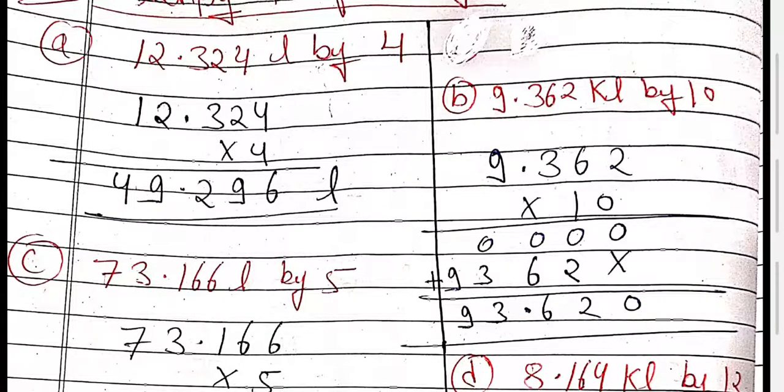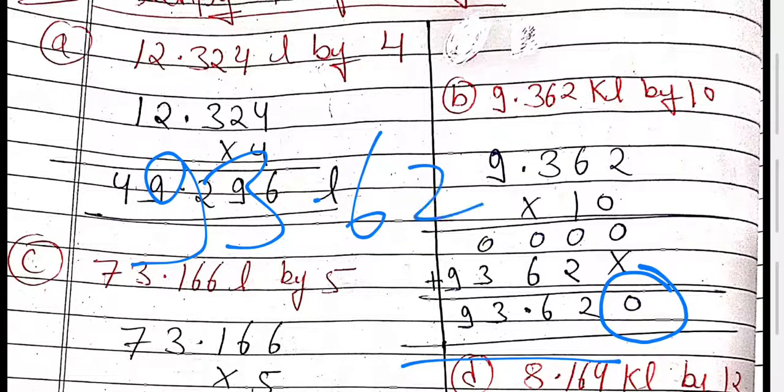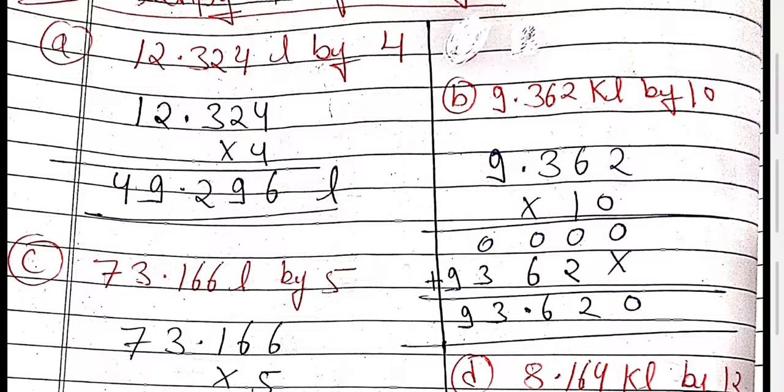Now see how many decimals are there? 3. How many digits are there after the decimal? 3. From the back side put the decimal after 3 digits. So your answer is 93.620, and all of you know that the 0 just at the last of the decimal is useless. So you can also write it as 93.62. Both answers are correct, because the zeros at the end of the decimal are always useless.